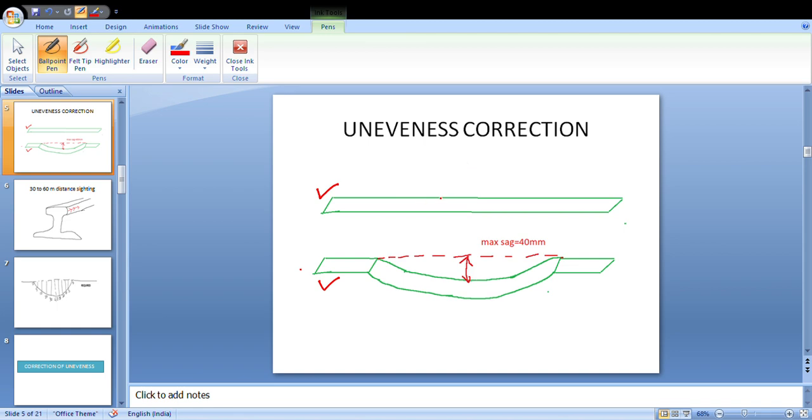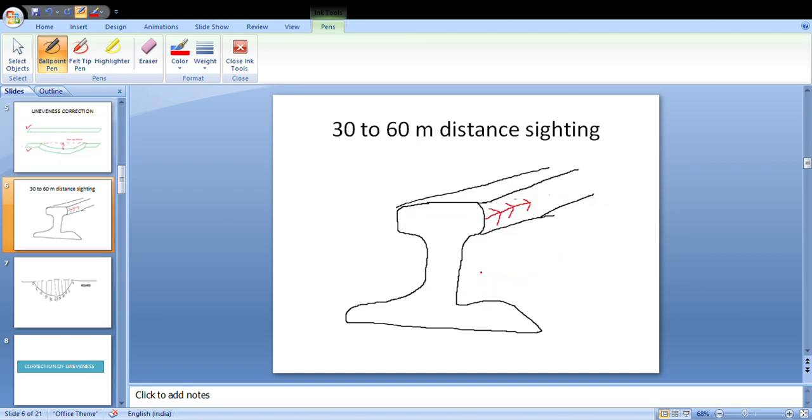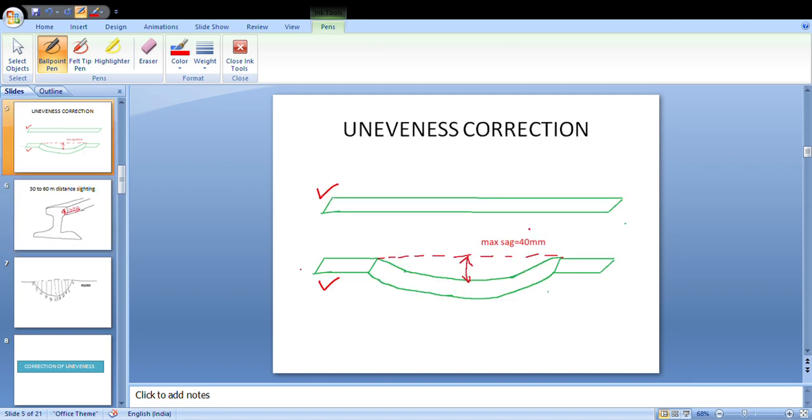For that, what we have to do is sight the rail like this along the head, from a long distance, and you will observe some ups and downs like this. You can identify the straight portion, the undulated portion, and a straight portion again.